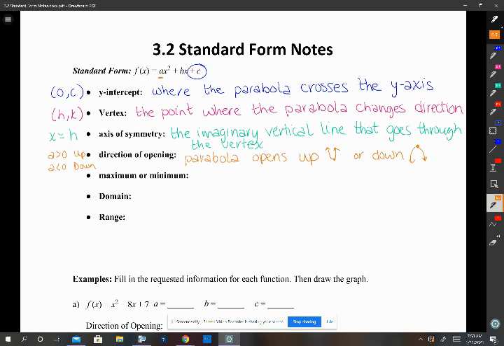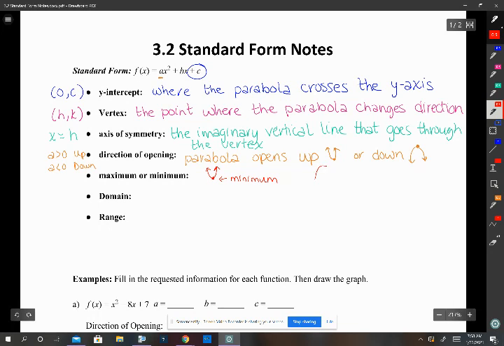The maximum or minimum, so when we look at that, we either have a maximum or minimum. It depends on if it faces up or down. So we have a max or min point, and this is always going to be your vertex point, whether it faces up or down. So if your parabola goes up, then this little point right here is our minimum. It's the lowest point that we have, our lowest y value.